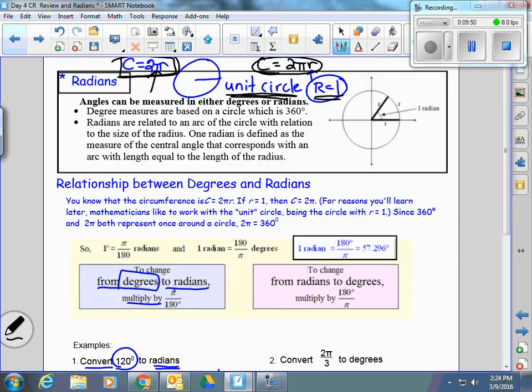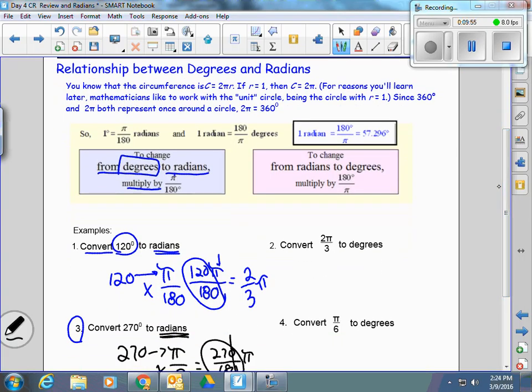Okay, let's go back. Now, what happens if I want to change it to degrees? If I want to go from radians to degrees, I take those same two numbers and flip it. Whatever I want to go to, that's what I put on top. So I'm not doing anything different. I'm just flipping to get from one to the other. So let's take a look at number 2. I want you to try number 2 real quick.